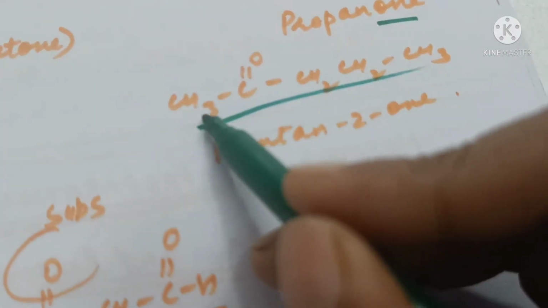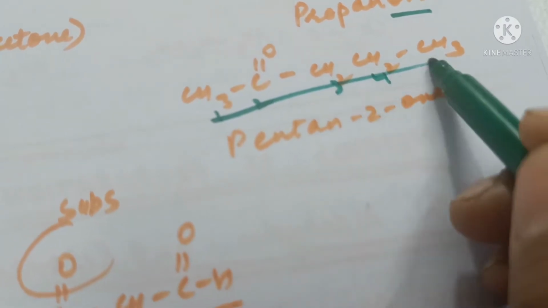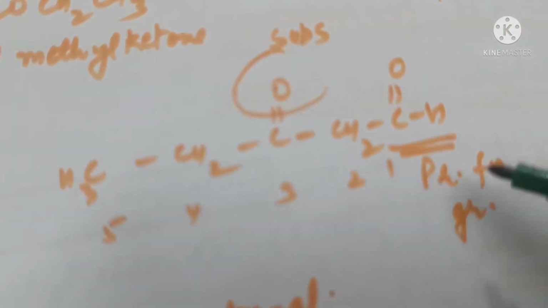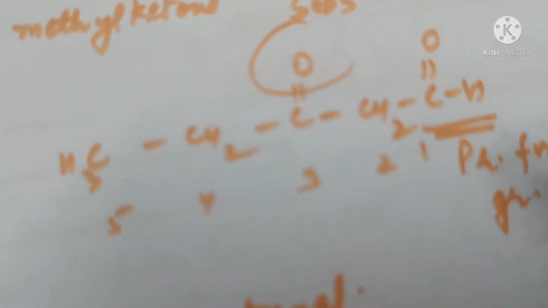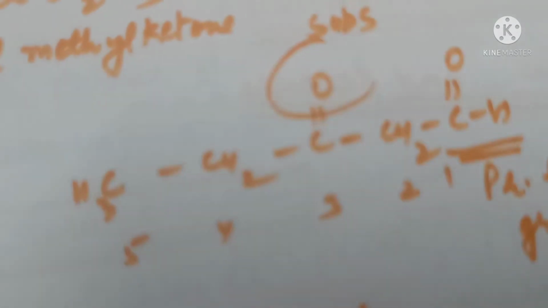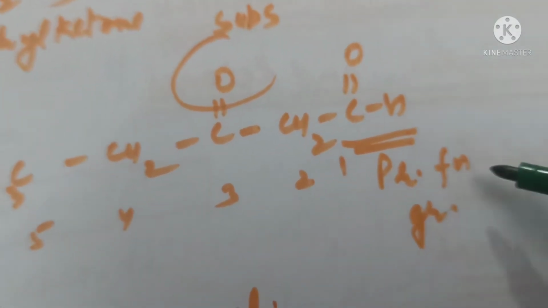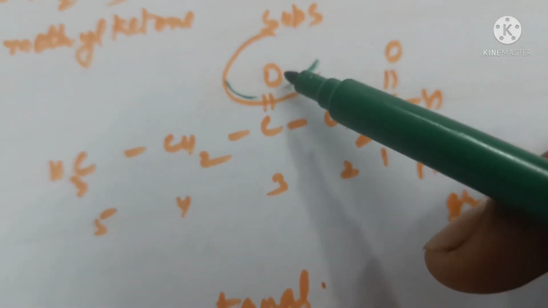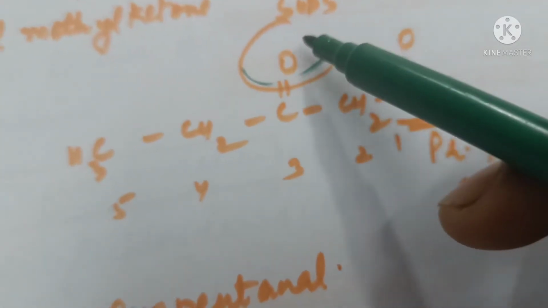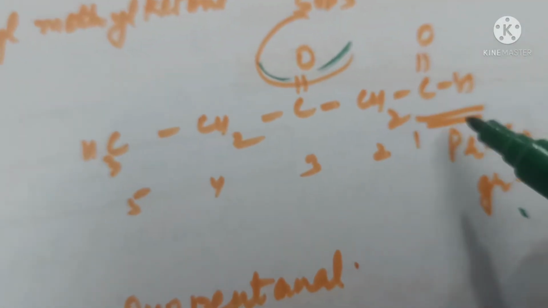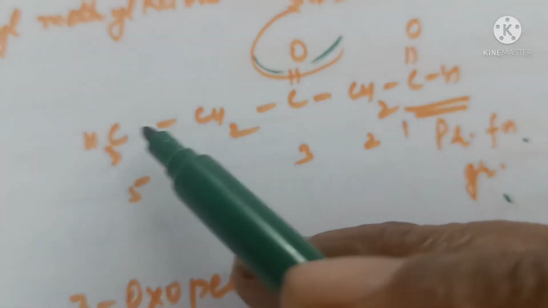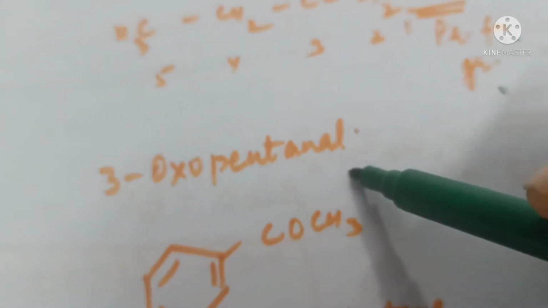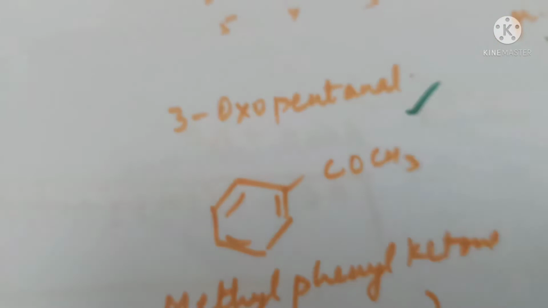Numbering starts from this end. We number the compound and then we name. Then similarly, when a compound contains both aldehydic group and ketonic group, then in that case the aldehydic group is given preference and is considered the principal functional group, and the ketonic group is considered as a substituent. So a prefix is used for naming the ketonic group. So numbering is done 1, 2, 3, 4, 5. 3-oxopentanal will be the name. We can also call it 3-ketopentanal.